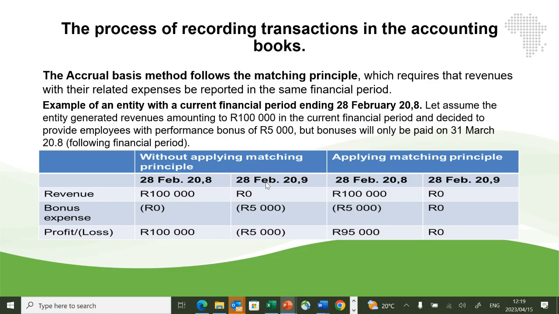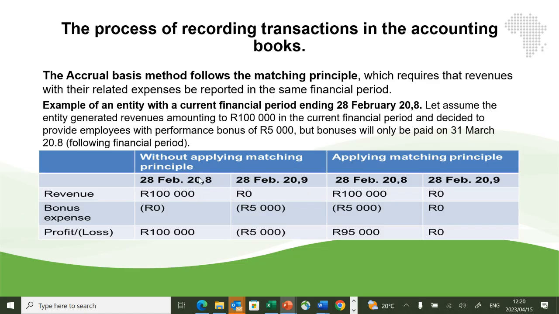And what will happen in the following year then? In the following year, we'll have 0 revenues, and we'll be recording a bonus expense of 5,000, because they told you it was going to be paid on 31st March 20.8, which falls within the next financial period that ends on 28 February 20.9. So you will see that in that year we'll have a loss. You can see that what the matching principle is trying to do here is avoid overstating your profit in one year and overstating your expenses in the following year.